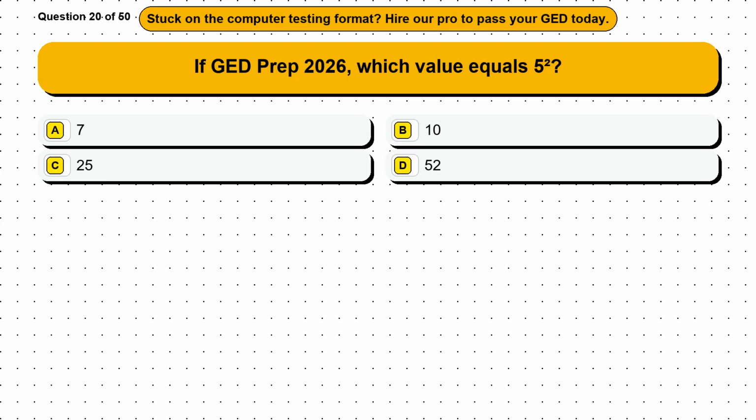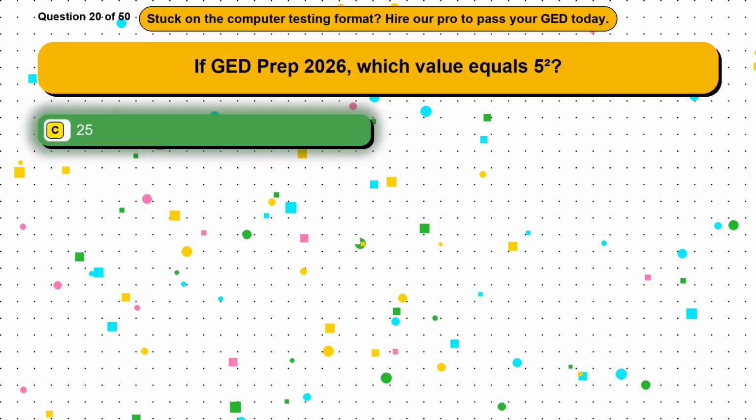Question 20. If GED Prep 2026, which value equals 5 superscript 2? Option A 7. Option B 10. Option C 25. Option D 52. The correct answer is option C.